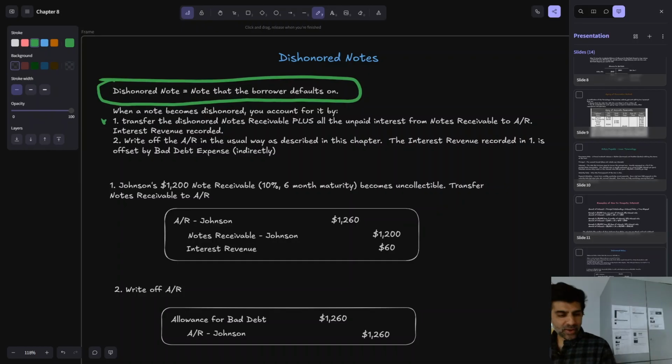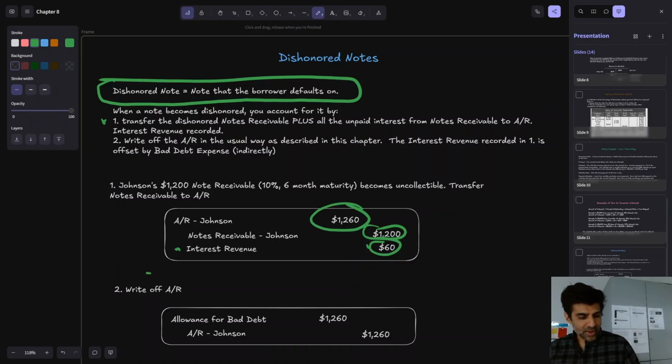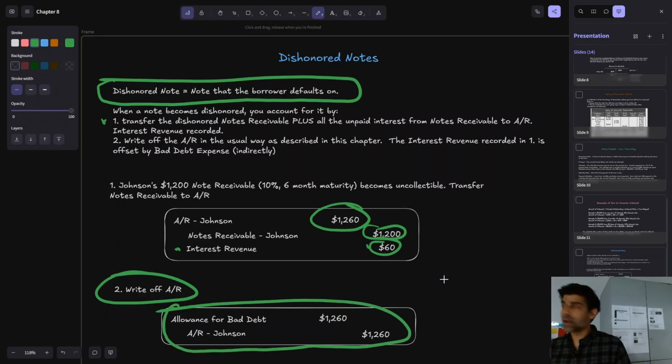You're going to almost assume that the person paid you, and you're going to record a revenue. This is again really weird. You can see here that this interest revenue of $60 you're going to record, even though this person's not paying you. This person has said, "I'm not going to pay you," yet you're still going to record this revenue. So you're going to record the amount of the note receivable plus the unpaid balance, and you're going to put everything into accounts receivable. Now the second step is that you're going to write it off. Just like we did with accounts receivable, you're going to use your piggy bank, the allowance for bad debt, to write off the entire amount.